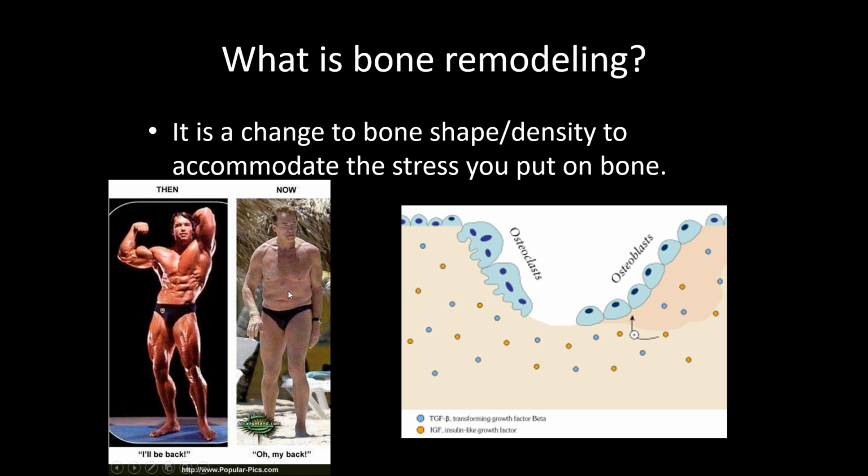Now, after this picture was taken, he started working out again because he stopped being the governor and he started going back to movies. And so he did bone remodeling again to increase the strength of his bones. So this is a process that you can do on and off. It just depends on your activity levels, whether or not you're going to be building up or tearing down more often.